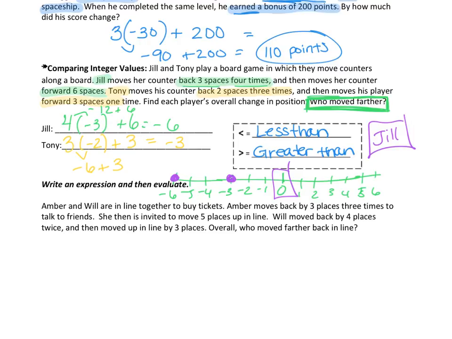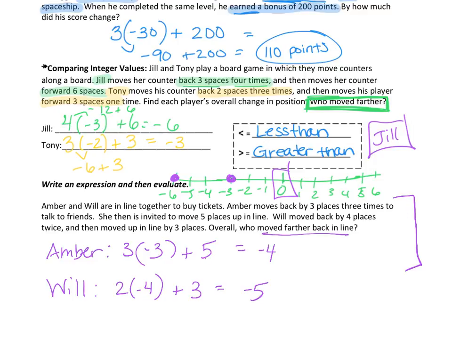All right, so here we have Amber and Will. I would like you to pause right here. You're going to come up with an expression for Amber. You're going to come up with an expression for Will. And then you're going to decide who moved farther back in line. So again, press pause. And when you're ready to see if you got your answer right, then press play.